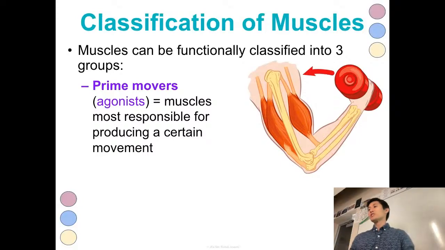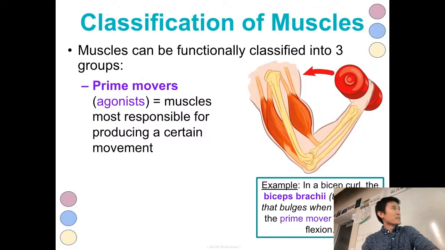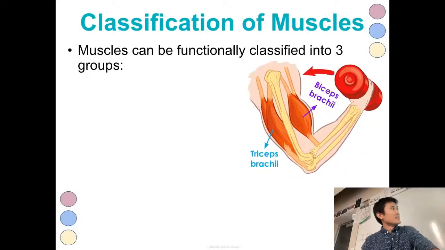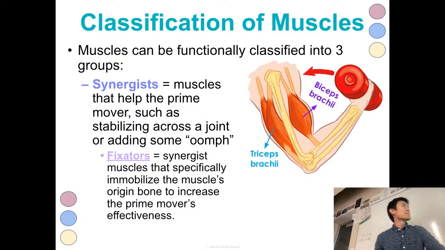So when you're doing a dumbbell curl, what is the main muscle that you're using? Biceps brachii. That is the prime mover, also known as an agonist. I don't really use agonist on the test, but it'll make more sense when we have the antagonist. But biceps brachii is the prime mover in forearm flexion. The second type of muscle is a synergist. What does synergy mean? Like when you're in a group?